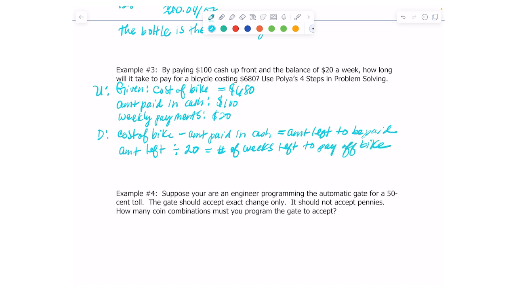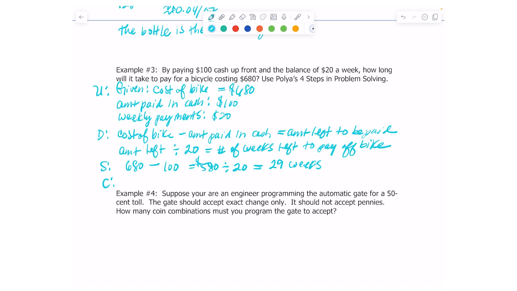Okay. So now I'm going to solve. And to solve it, we're actually going to plug in the numbers. So the cost of the bike was $680. And I'm going to subtract the $100. That leaves me with $580 as the amount left to be paid. I'm going to take that $580 and divide by 20 because they are paying $20 per week. So 580 divided by 20 gives me 29 weeks. So it's going to take 29 weeks for the bike to be paid off.